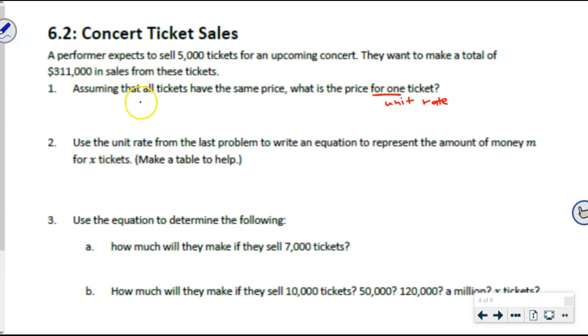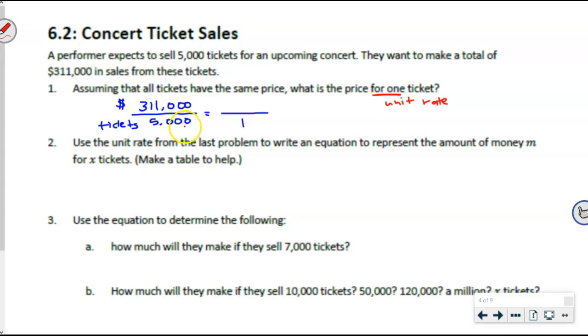When we're finding the unit rate, what I'm really doing is taking a ratio and finding an equivalent ratio, but I'm doing it in a specific way. This is our $311,000. These are the 5,000 tickets. So it looks like a fraction, but it's a ratio because I'm using my units here at the beginning. And I want to know the price for 1 ticket.